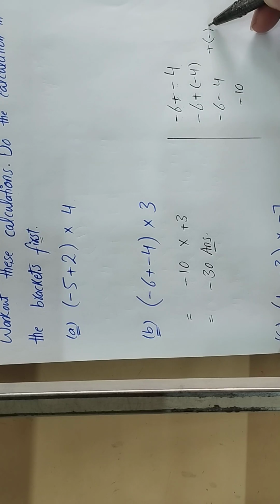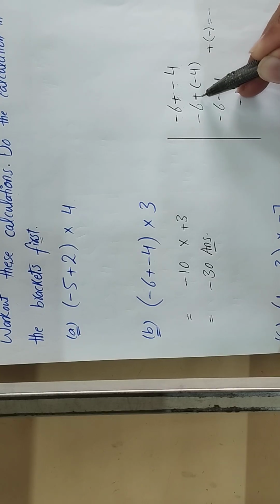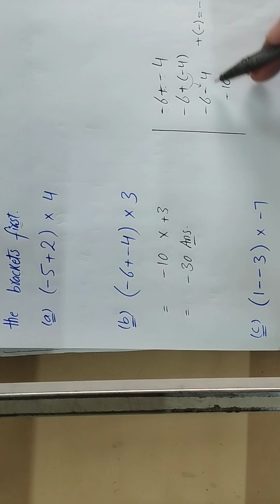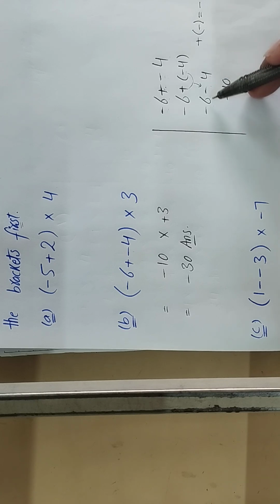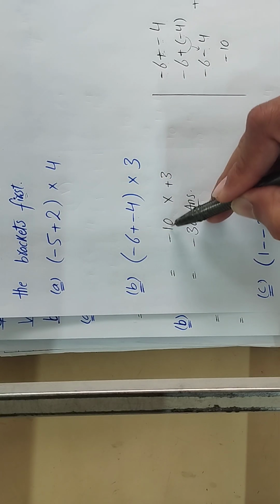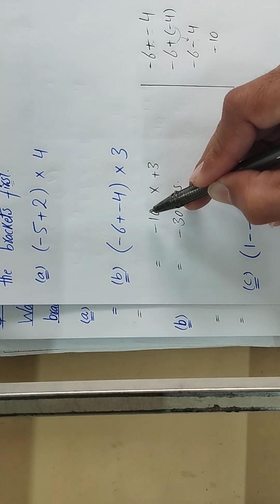Now in the second step, we can change this plus into minus to minus. Plus into minus is equal to minus, so minus 6 minus 4. Now how to solve this one? See the signs which are written along with the numbers, both the signs are the same, it means add the numbers 6 and 4, 10, and write the same sign with your answer, minus 10. So the answer of this bracket is minus 10.